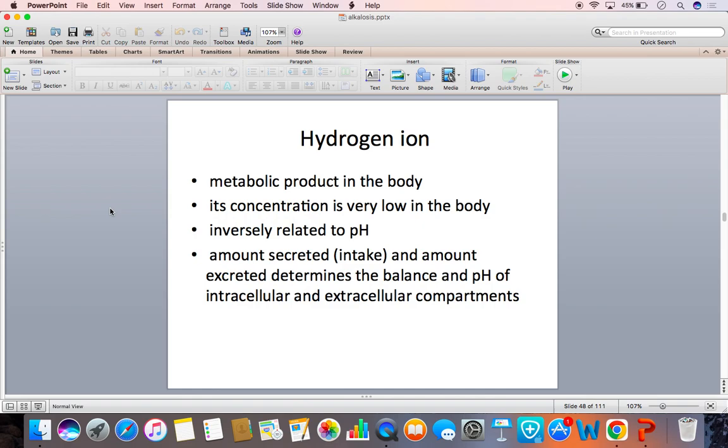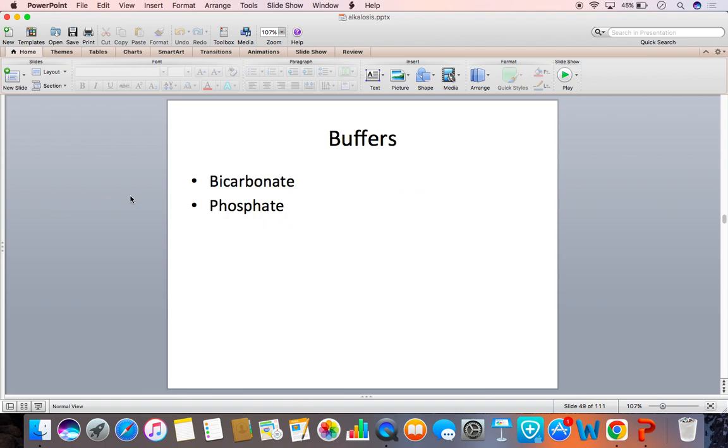Hydrogen ion is the metabolic product in the body. As I told you, incomplete carbohydrate metabolism, incomplete fat metabolism, and protein metabolism are associated with the production of hydrogen ions, right? And the balance is related to the input and the output of the hydrogen ions into the body. That results in the pH of the intracellular or extracellular compartments.